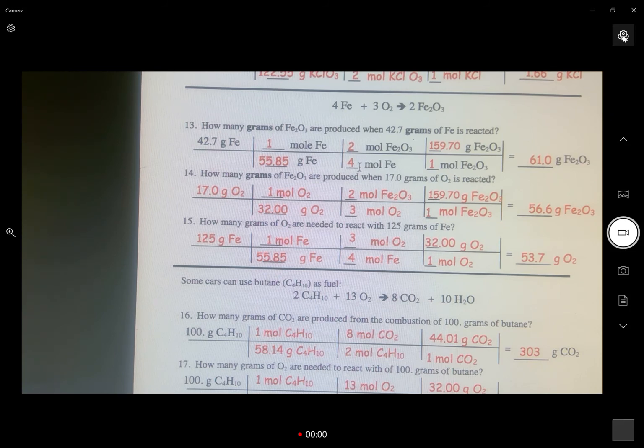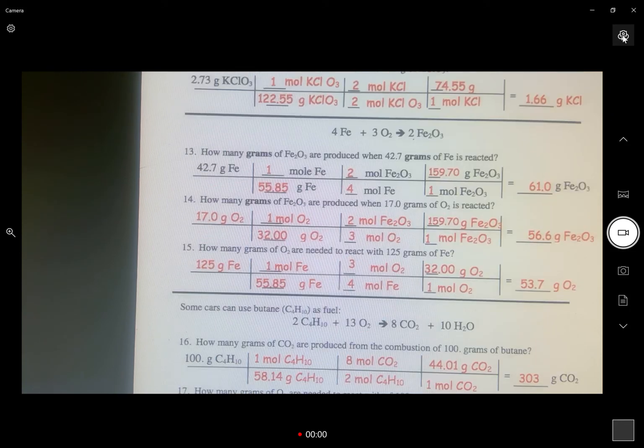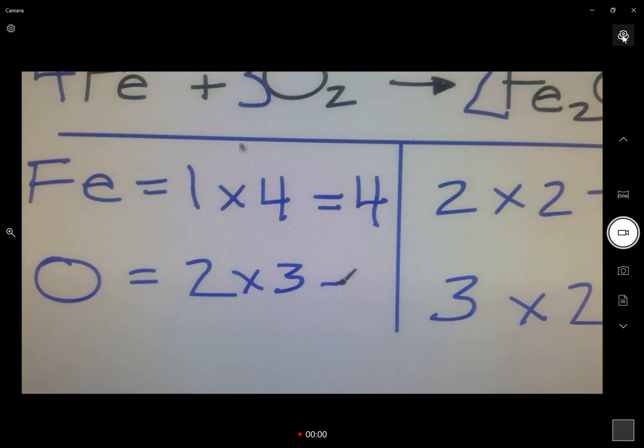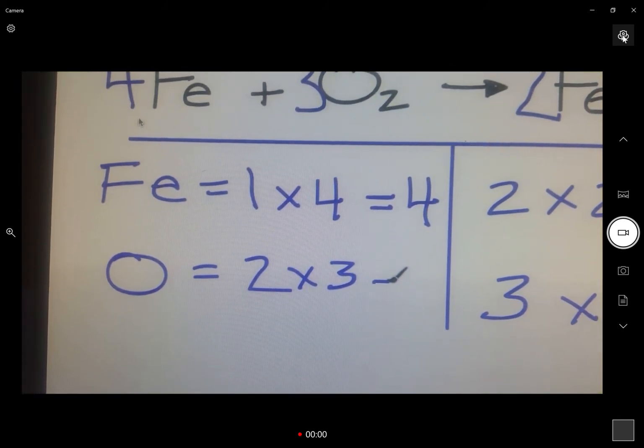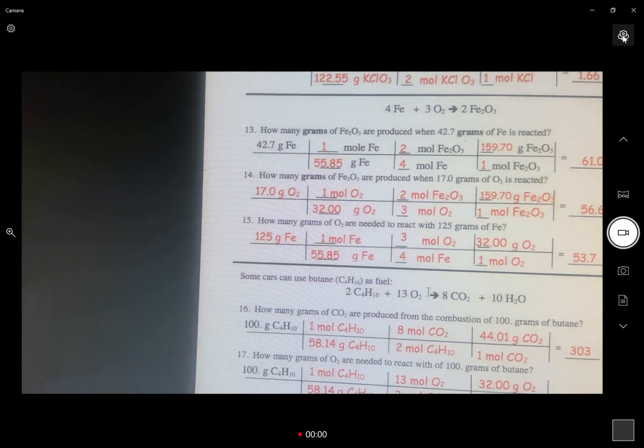Okay, now we go to our equation, and our equation will give us our ratio that we need to figure out this problem, which is 3 to 4, because we're trying to figure out oxygen. All right, so it's 3 divided by 4, and that is where this is coming from right here. Okay, and finally we have 32 grams in every 1 mole of oxygen, and we end up getting 53.7.